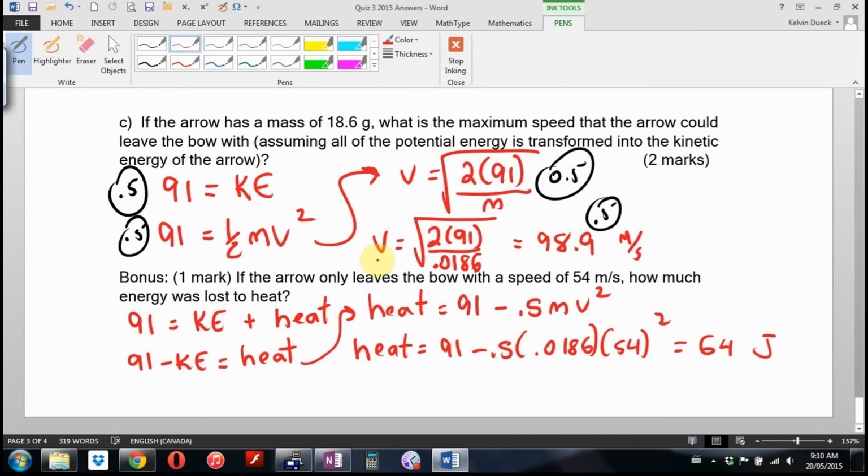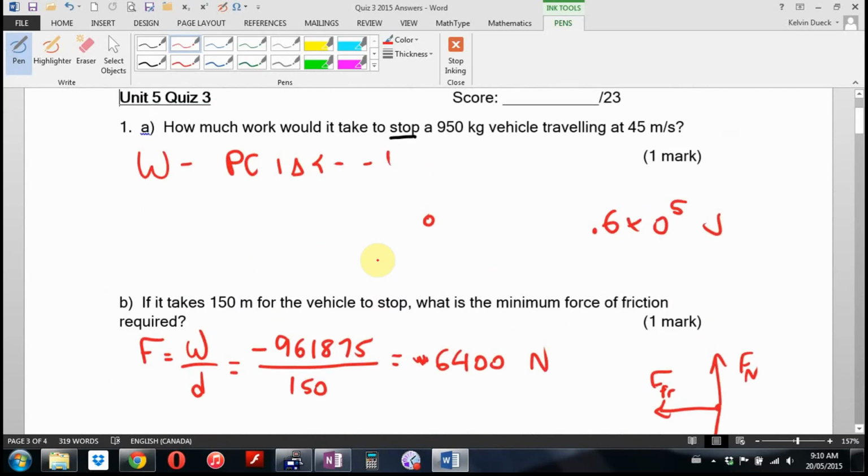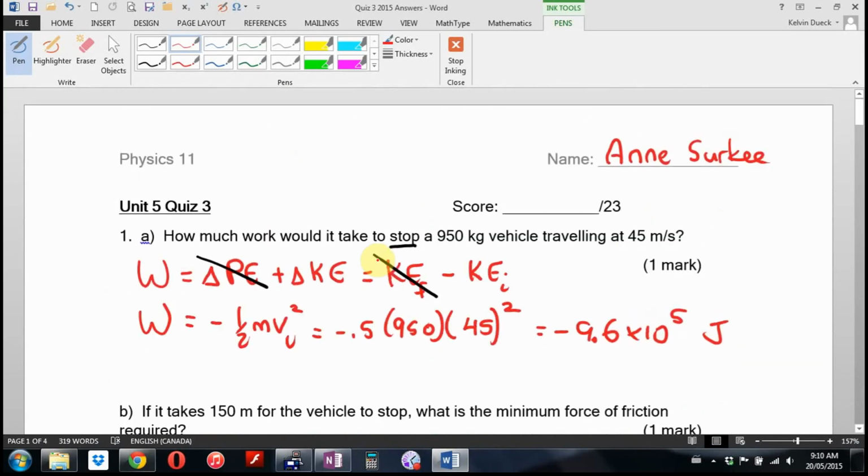Is that okay? You can give yourself a pretend score if you want to out of 23, but I'm not going to collect or count this. I want you to hang on to this to study from.